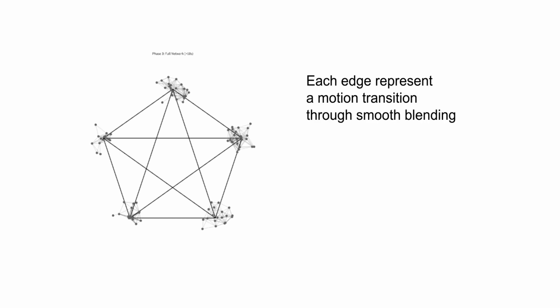We now have several clusters. Any two clusters can connect directly. Each edge is a motion transition through smooth blending. We define a cost function that measures pose and velocity differences at the boundary. An edge exists only if this cost is below a threshold. This guarantees smooth motion along any path.